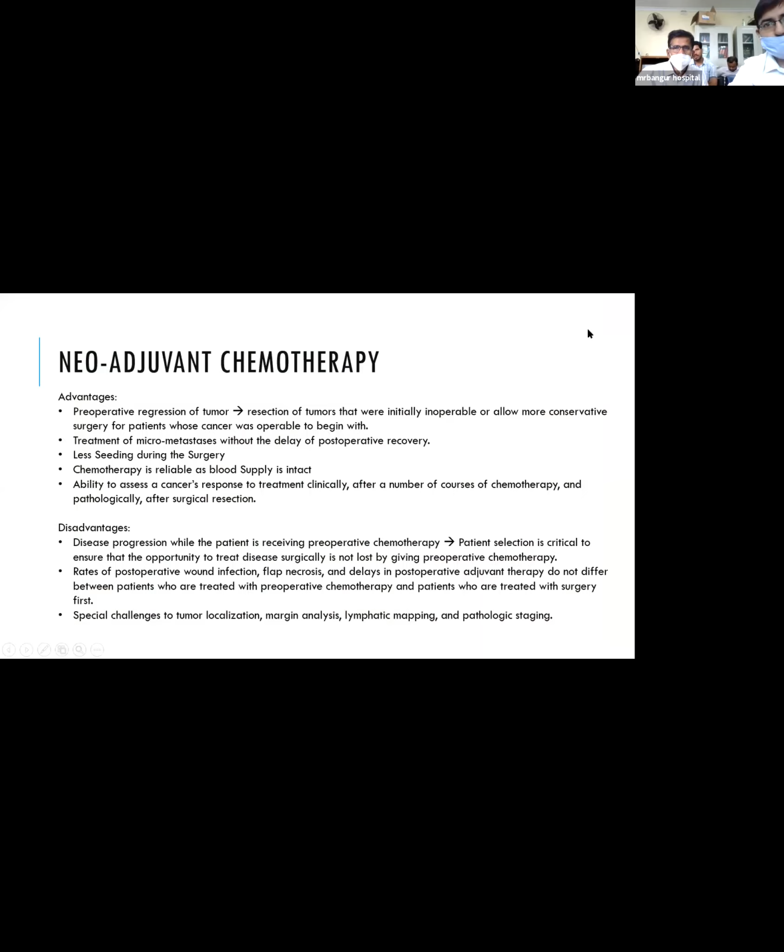Now, neoadjuvant chemotherapy gives us certain advantages, but it also has certain disadvantages. The advantages include that there is a preoperative regression of tumor. So the tumors that were initially inoperable might become operable, and even in operable tumors, neoadjuvant chemotherapy may allow us to go for a more conservative surgery. Then it helps in treatment of micrometastasis without delay of postoperative recovery. There is less seeding during the surgery.